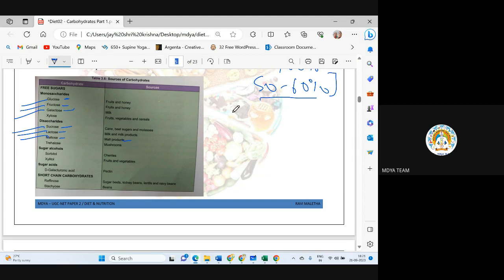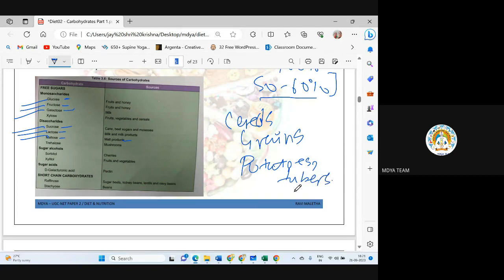The major source of starch is cereals, grains, rice or wheat. Potatoes and tubers also; potato comes in roots and tubers. So these are major sources of carbohydrate. You can see that 50 to 60% of our food is rice and wheat. So it's good. It's not against nature. It is according to the need of our body.